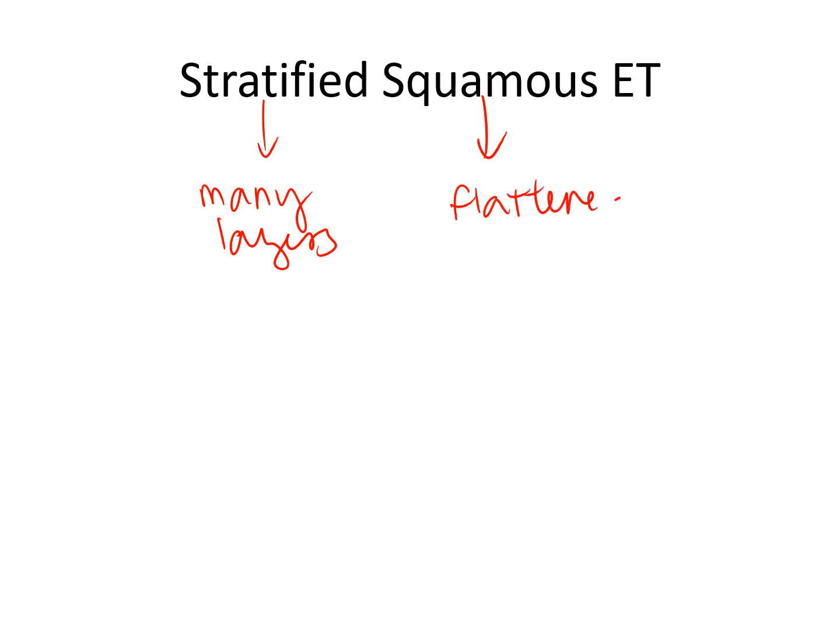All right, stratified squamous is next. Before we go any further, stratified means multiple layers or many layers. We know that squamous means that they are flattened cells. So I'm looking for cells that have a flattened appearance and a flattened nucleus.